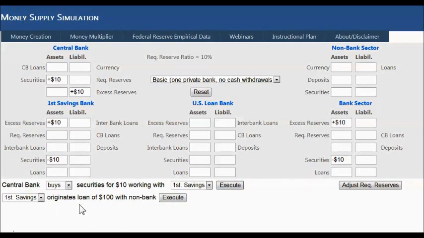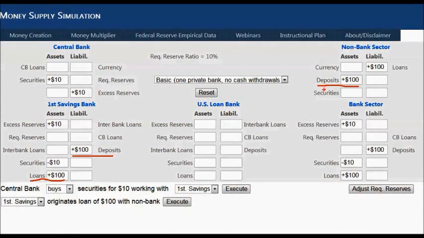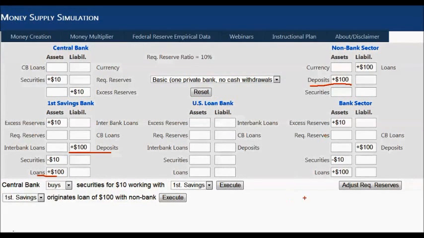Now, First Savings can actually originate a loan. And the moment they originate the loan, they create deposits because the loan is funded into a deposit account. And $100 deposits means that money has already been created. When we adjust the required reserves, we see that the excess reserves will turn into required reserves because the reserve ratio is 10%. That leaves no further room for First Savings to create more money. If they do that anyway, then we can see they create more deposits, they have to hold more required reserves, and now they're actually short by $10.